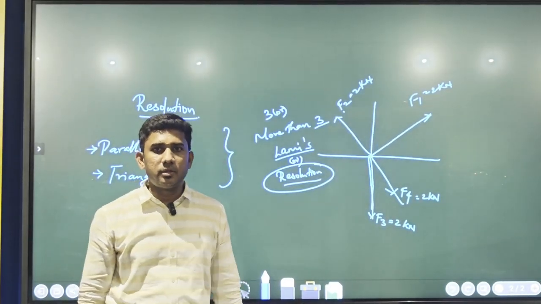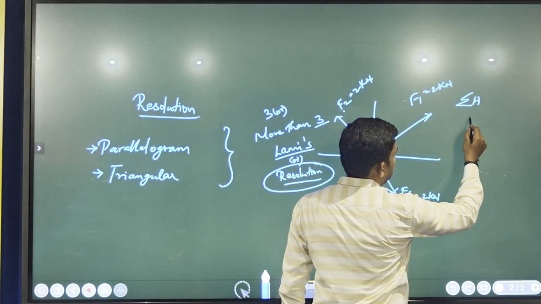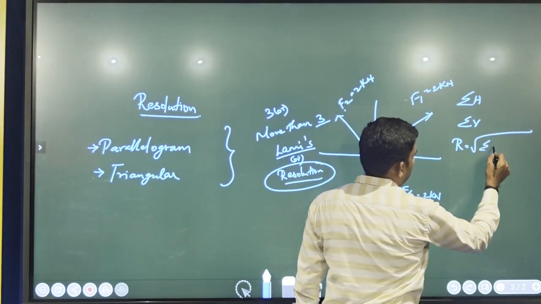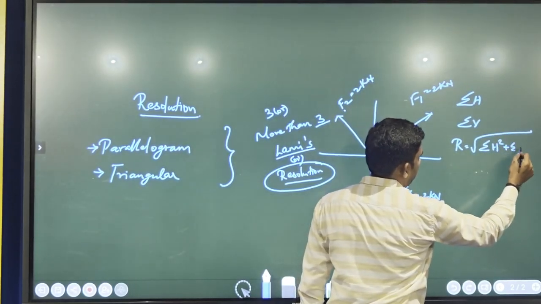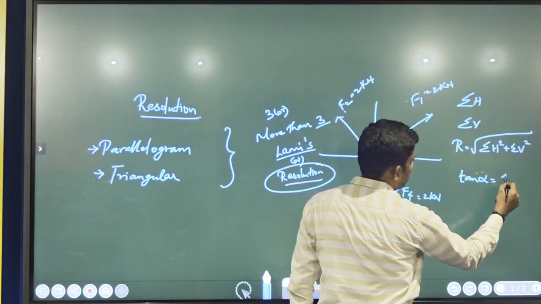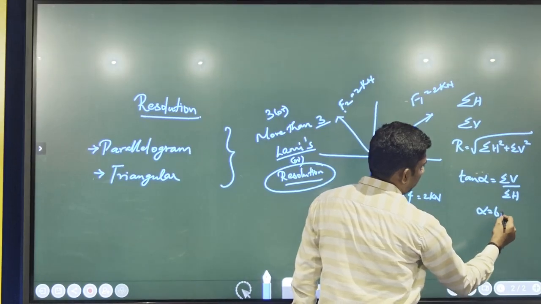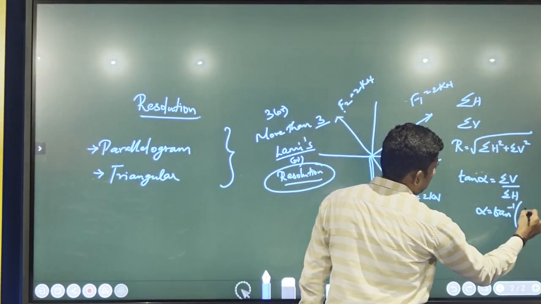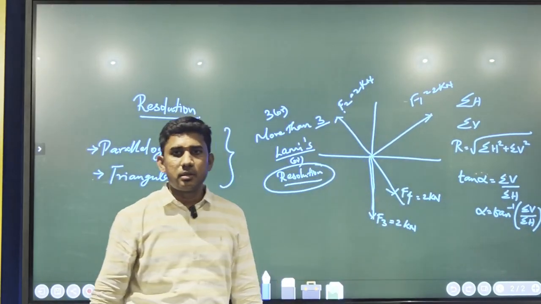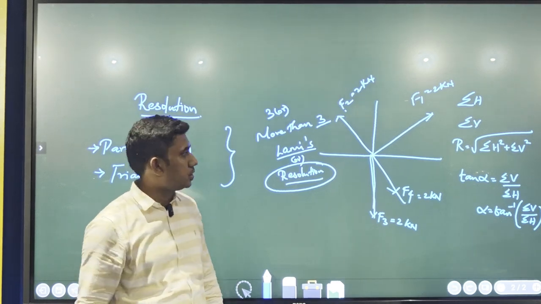The usual resolution concept has 4 major steps. The first steps are finding summation H, summation V, and finding the resultant using the formula square root of summation H square plus summation V square. And the last step would be tan alpha is equal to summation V divided by summation H, in which I can find the alpha value by taking tan inverse of summation V divided by summation H. For all these, I would require the angle at which each force is acting.